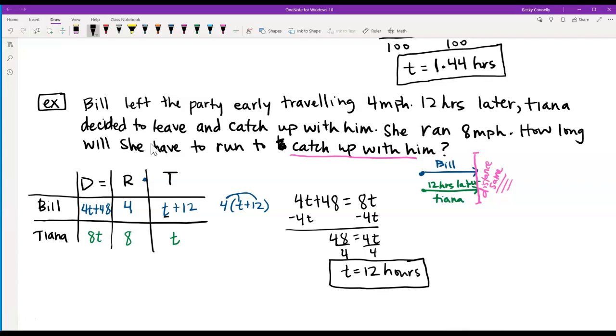Does that help? You see how to set these up by asking yourself: what do I know about the rate? What do I know about the time? I know that rate times time gives me the distance, so I'll multiply those together. And then I know that they're going to end up at the same distance, so I'm going to set the two equal to each other to solve. Anything more I can clarify on that one?